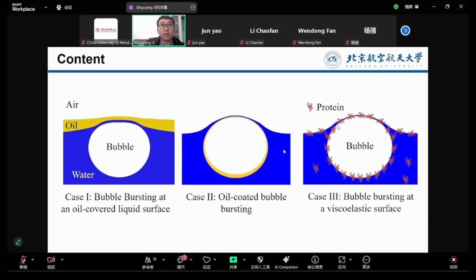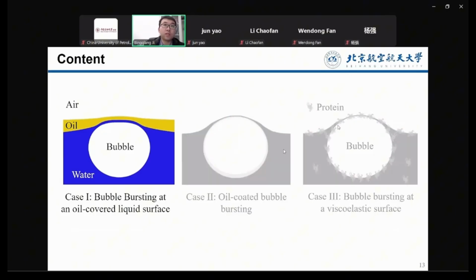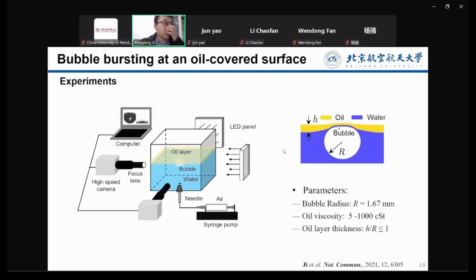So we focus on three scenarios. In the first case, the bubble is clean and the liquid surface is covered by an oil layer. In the second case, the liquid surface is clean, but the bubble is coated with a thin oil layer. In the last case, the air-liquid surface is adsorbed with a protein layer with surface viscoelasticity. So let's look at the first one, bubble bursting at an oil-covered liquid surface.